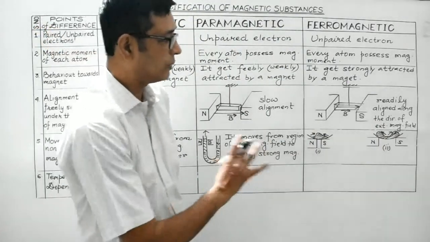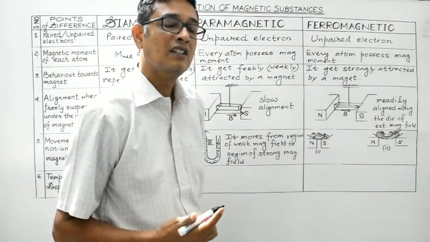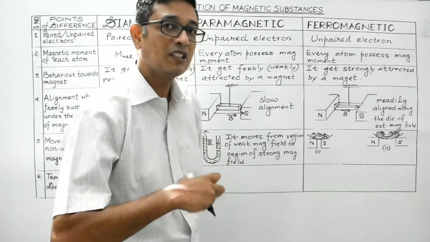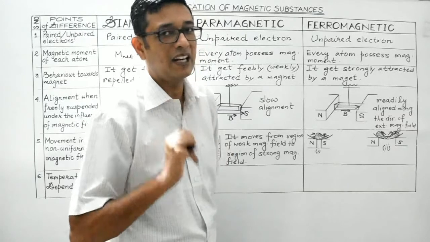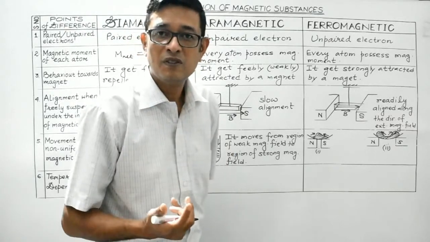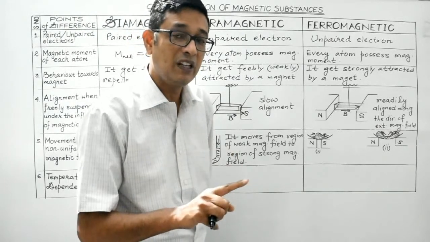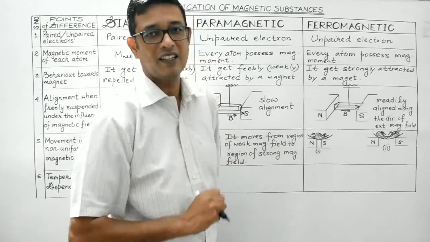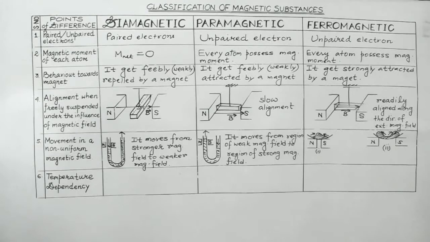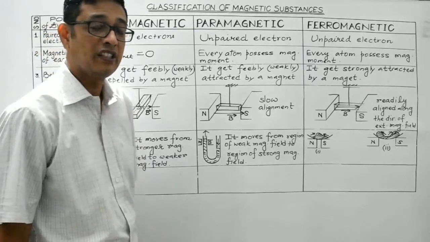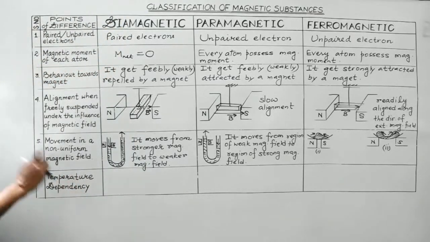So from this experiment, it can be safely concluded that both para as well as ferromagnetic substances, when placed in a non-uniform magnetic field, tend to move from the region of weaker magnetic field to the region of strong magnetic field, right? Okay, let's concentrate on the sixth point of difference, which is the temperature dependency.